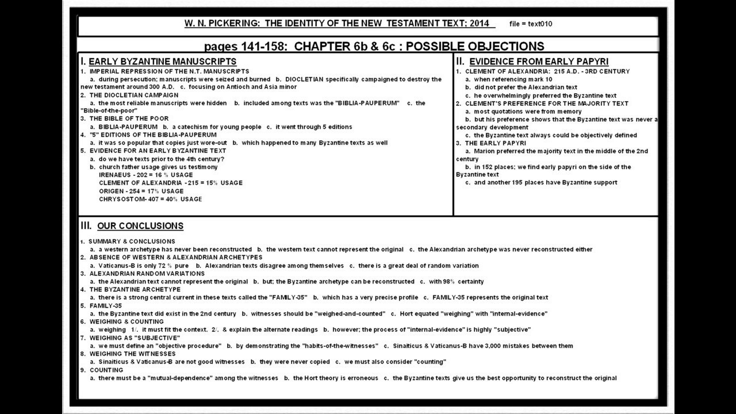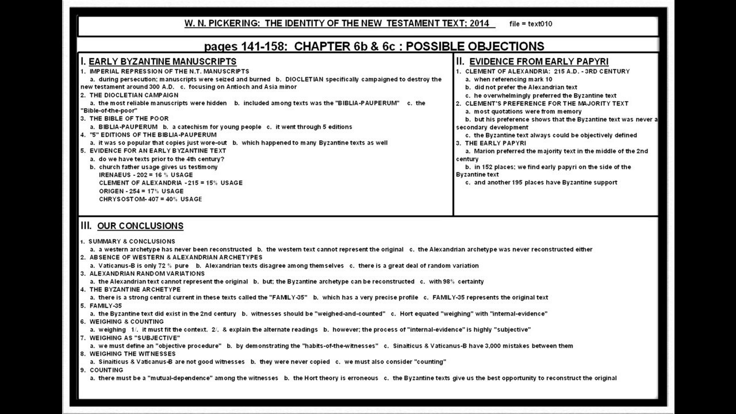The Byzantine text could be objectively defined. The early papyri: in the middle of the 2nd century, there are 152 places where you find early papyri on the side of the Byzantine text, and another 195 places that have Byzantine support.